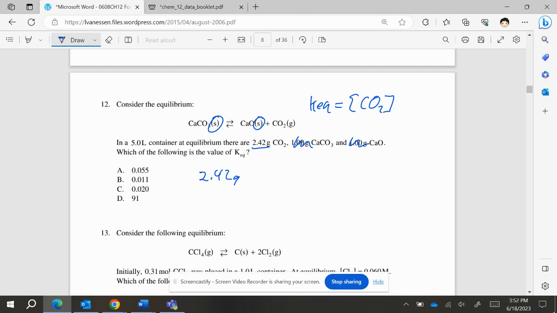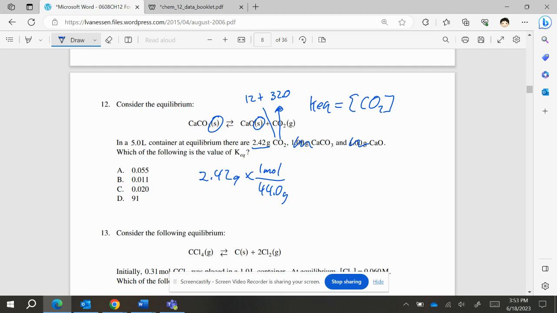I want to change this into moles. So 1 mole. Oxygen has a molar mass of 16. There's 2 of them there, so that's 32. And carbon is 12. 12 plus 32 is 44. Okay, and so if I do this, I'll get moles of CO2.